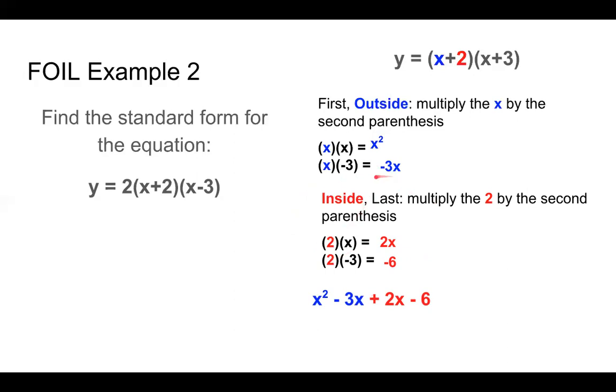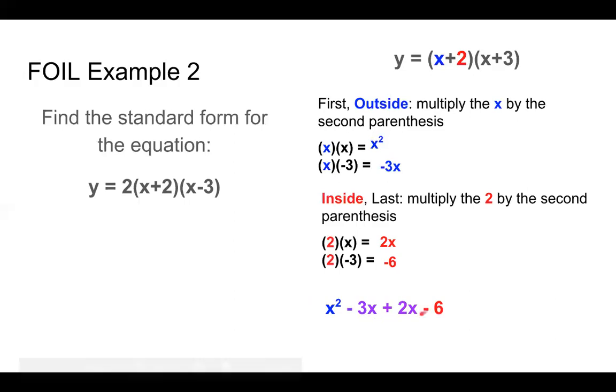Remember, this sign is really important. We're adding all of these terms together, but if I'm adding a negative number, I can just turn this into a subtraction sign. So x squared minus 3x plus 2x minus 6. So once I'm here, am I done? No, I have to add like terms.